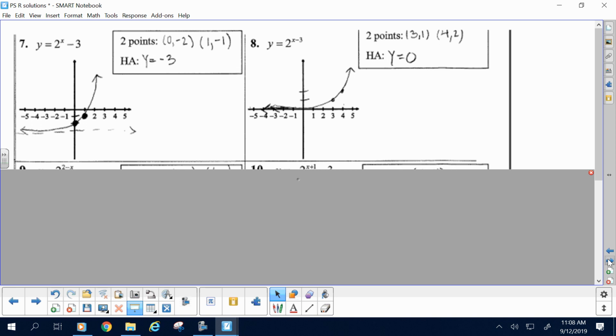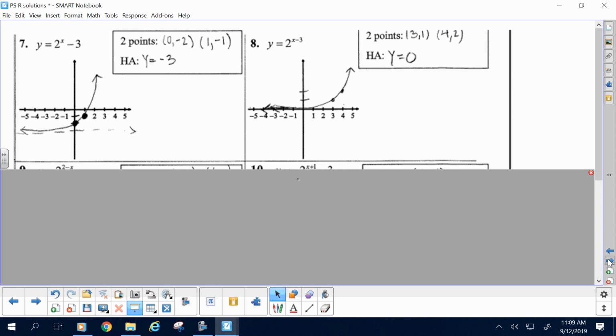So y equals 2 to the x. Give me a point. 0, 1, or 1, 0? 0, 1, because 2 to the 0 is 1. Give me another point. 1, 2. Okay? 3 to the x. Give me 2 points. 0, 1, and 1, 3. Boom. 4 to the x. Give me 2 points. 0, 1, and 1, 4.